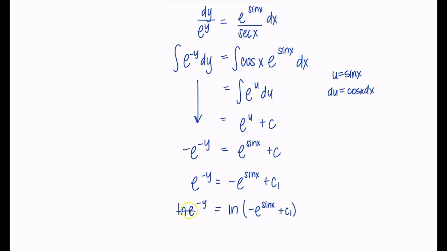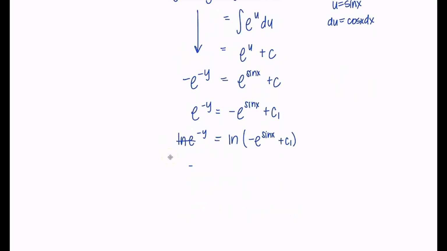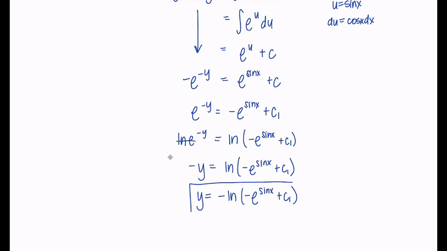Now on the left, I'm going to just have negative y. I needed a bit more space, so now we have negative y is equal to natural log of the quantity negative e to the sine x plus c1, and then we'll multiply through by the negative or divide the negative out. So we'll have y equals negative natural log of negative e to the sine x plus c1. So this is our general solution.